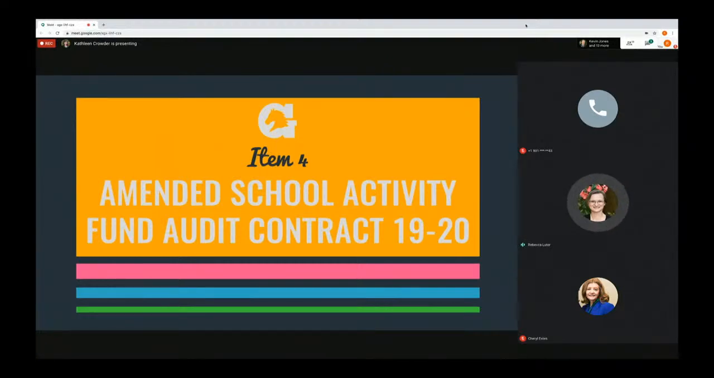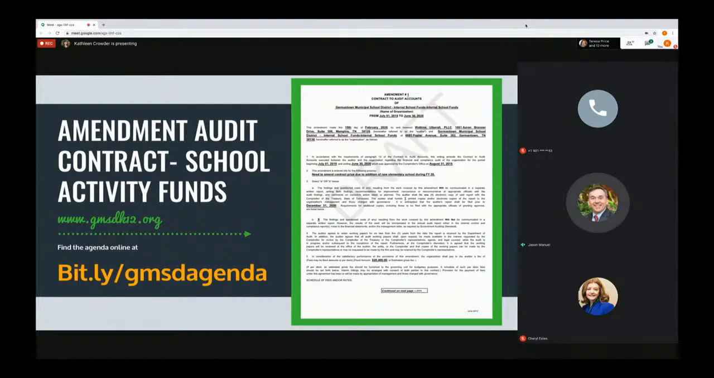The next item is number 4, Amended School Activity Fund Audit Contract 2019-20. Mr. Manuel. As you're aware, one of the required functions that we have performed as a district is to make sure that we have an audit. So I'll let our CFO, Mr. Jones, talk to us about this amendment to our current contract. Sure. This amendment with Watkins Uiberall is to add Forest Hill Elementary School to our contract for the 19-20 audit. I believe there's an increase in fee of about $3,500, the total being $20,400.